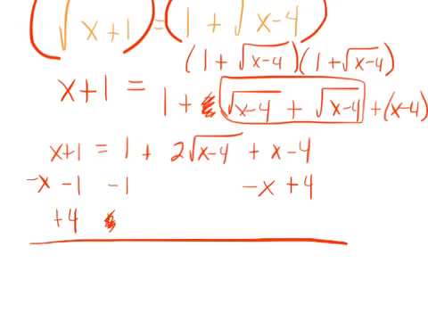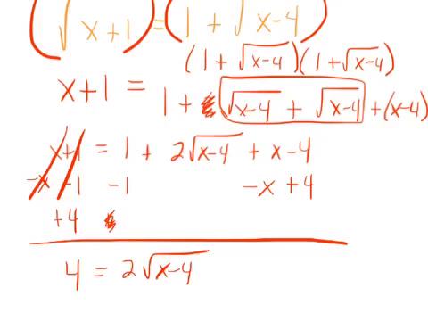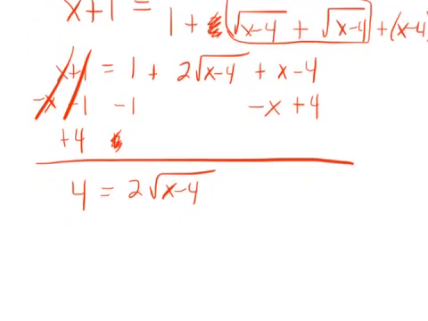Now, when you subtract the 1 here from this side, these 1s cancel right away, right? But you still have a plus 4. The x's cancel, don't they? Because x minus x drops off. 1 minus 1 drops off, leaving only a 4 over here. Then what can we do? Right, what can we do next? Divide by 2. Okay, divide by 2.